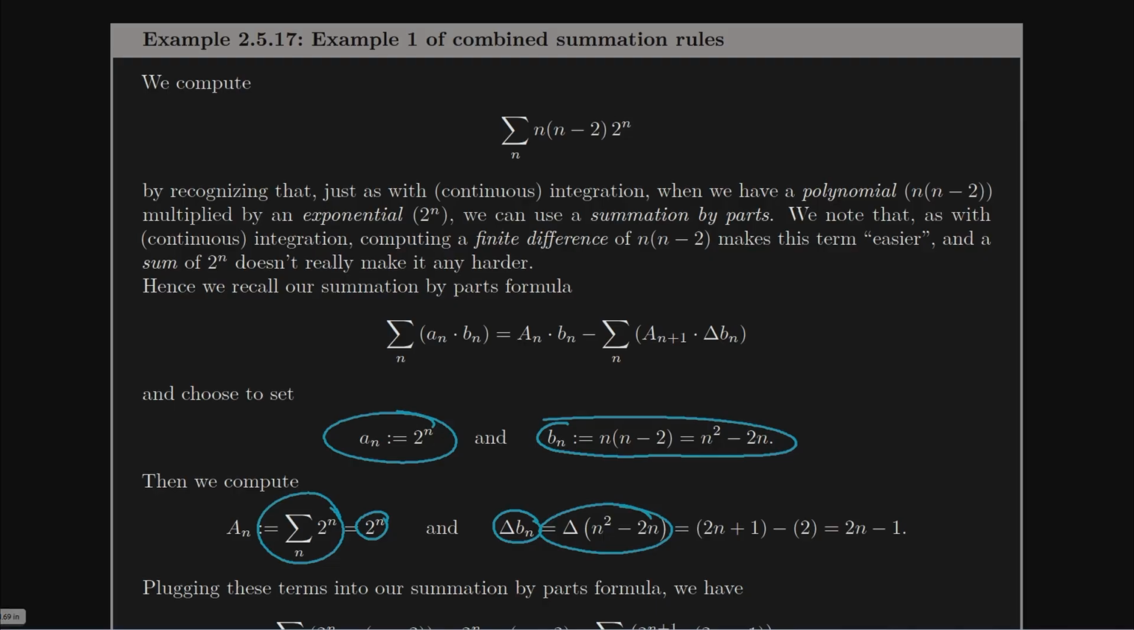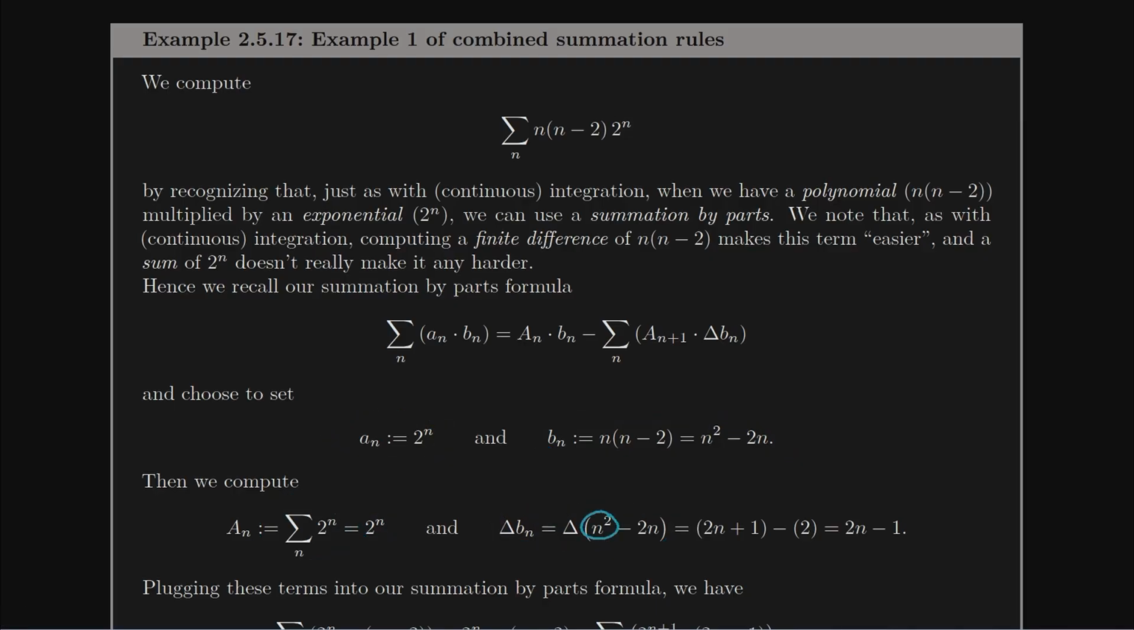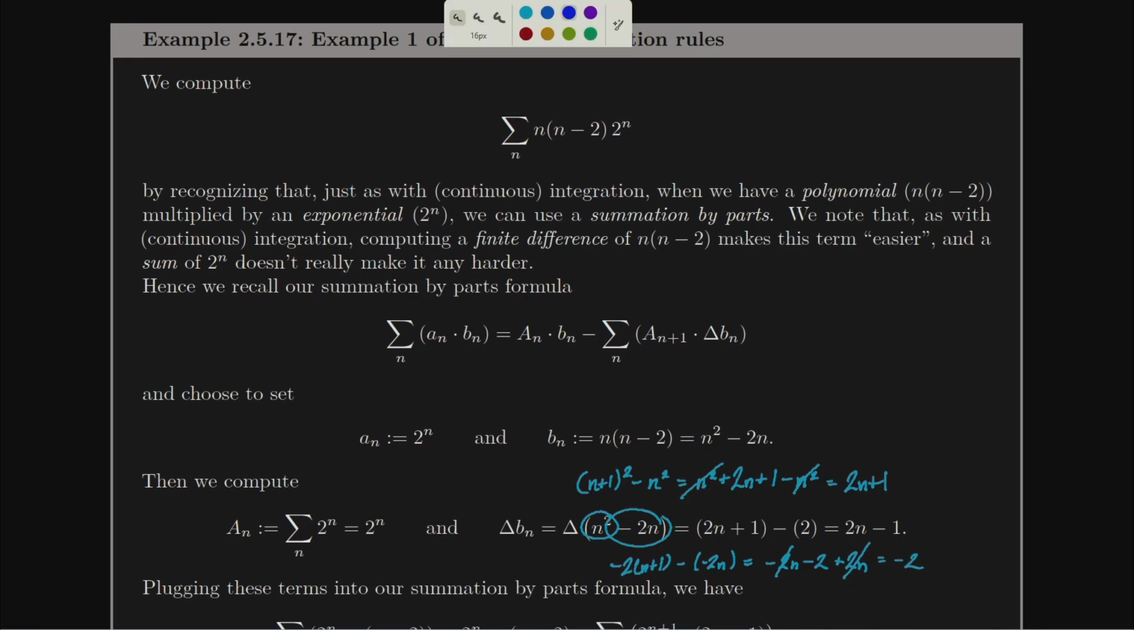And if you remember our finite difference rules, well, the finite difference of n squared, that's going to be n plus 1 squared minus n squared. This will simplify to n squared plus 2n plus 1 minus n squared. Well, the n squareds cancel, and we have 2n plus 1. And then the finite difference of negative 2n will be negative 2 times n plus 1 minus negative 2n. That's going to be negative 2n minus 2 plus 2n. The 2n's are going to cancel, I'll have a minus 2. So what is 2n plus 1 minus 2? That's just going to be 2n minus 1.